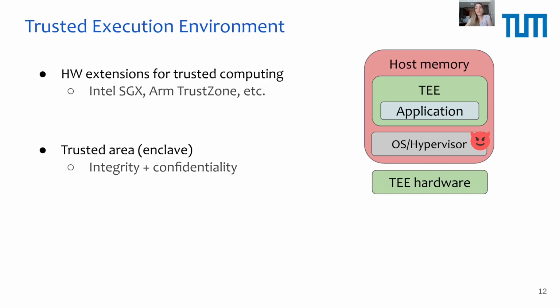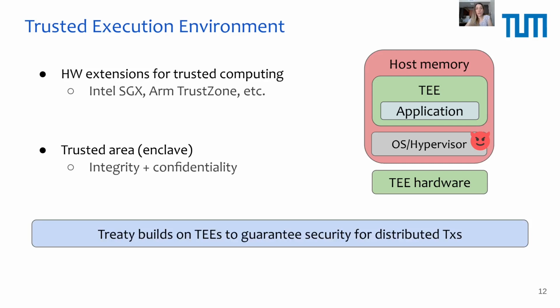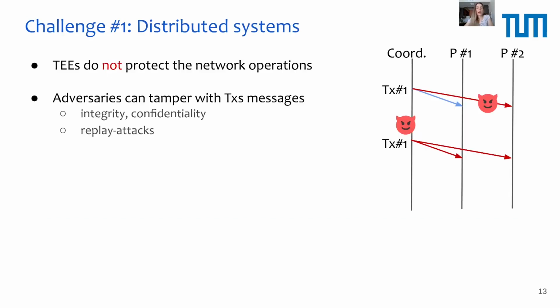They provide us the abstraction of the enclave memory, which is a hardware-protected memory region that guarantees the integrity and the confidentiality of all residing code and data. In Treaty, we build on trusted execution environments to guarantee security for distributed transactions. However, the problem with trusted execution environments is that they are not designed for distributed settings, for distributed systems like Treaty, because they do not extend their security properties beyond the trusted enclave.